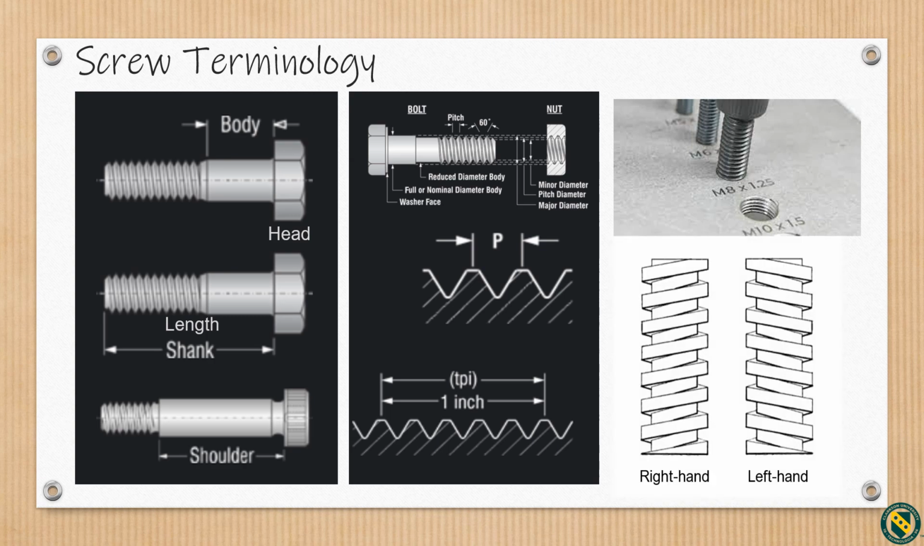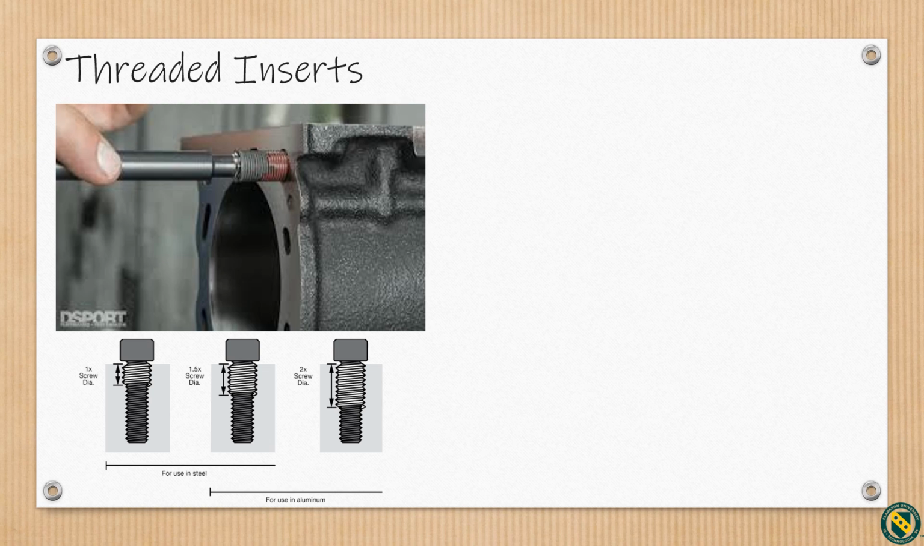A right-hand thread, when viewed axially, winds in a clockwise and receding direction. All threads are right-handed unless otherwise designated. A thread is a left-handed thread if, when viewed axially, it winds in a counterclockwise and receding direction. All left-handed threads are designated LH.